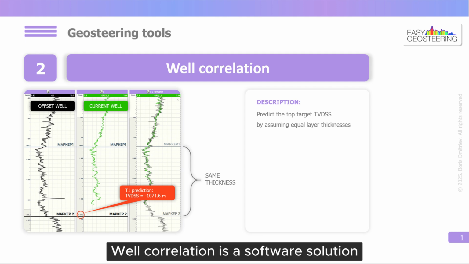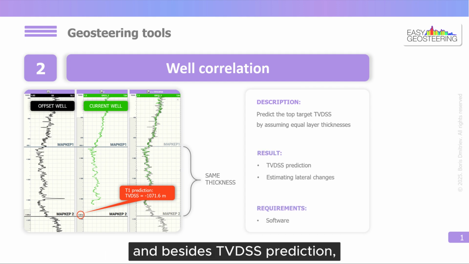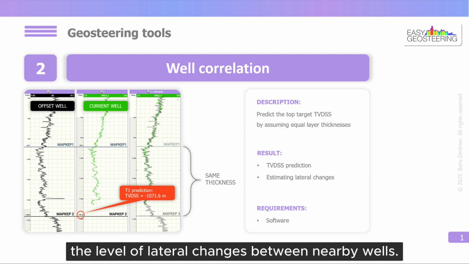Well correlation is a software solution, and besides TVDSS prediction, it also allows us to estimate the level of lateral changes between nearby wells.